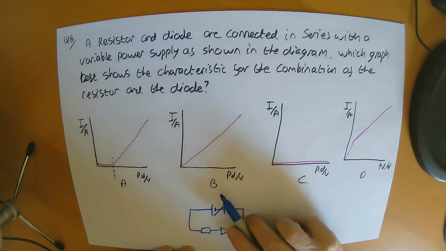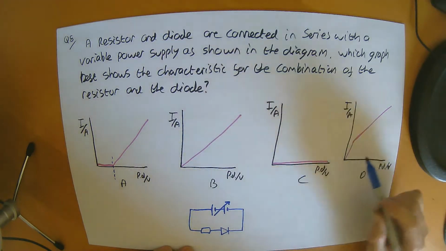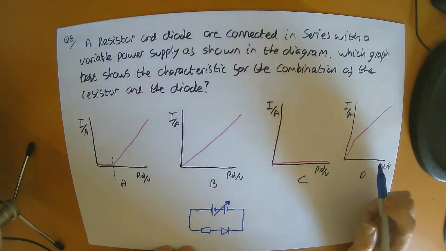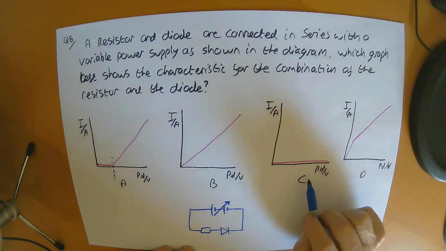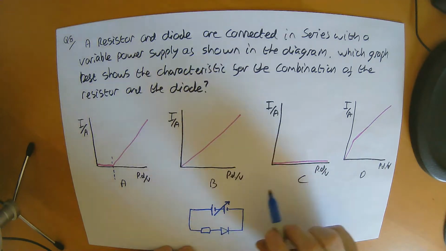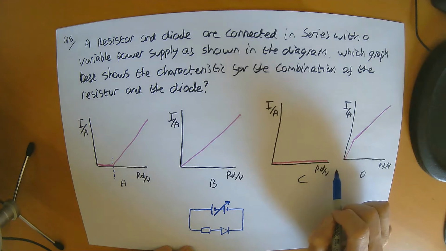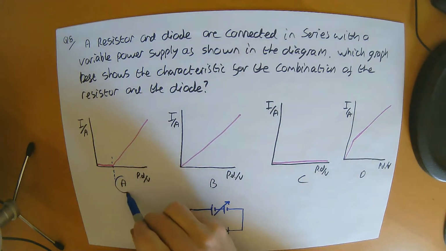The answer to this can't be B or D, because no current will flow if the potential difference is below that 0.6 volts across the diode. And it can't be C, because once it is bigger than that, then there will be some current flowing. The resistance isn't infinite for any potential difference. So the answer is A.